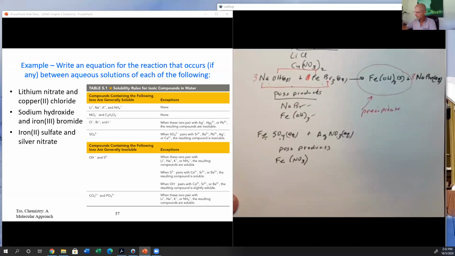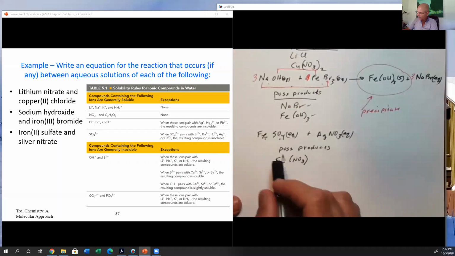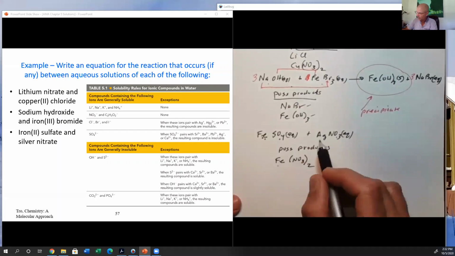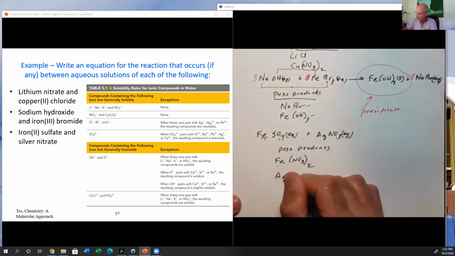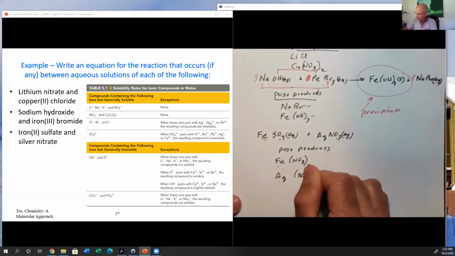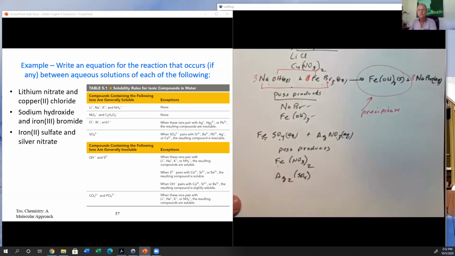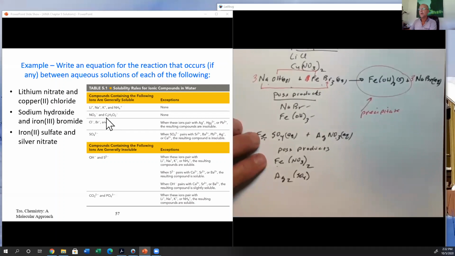Okay, let's come back down to this one. We have iron nitrate as a possible product, and it's going to be Fe(NO3)2 because it's iron 2 plus. The other possible product is silver sulfate, and since sulfate is -2, I'm going to need 2 silvers, Ag2SO4. Those are my possible products. So I go to my solubility rules. What about iron nitrate? It's soluble, so that's not going to be a precipitate.